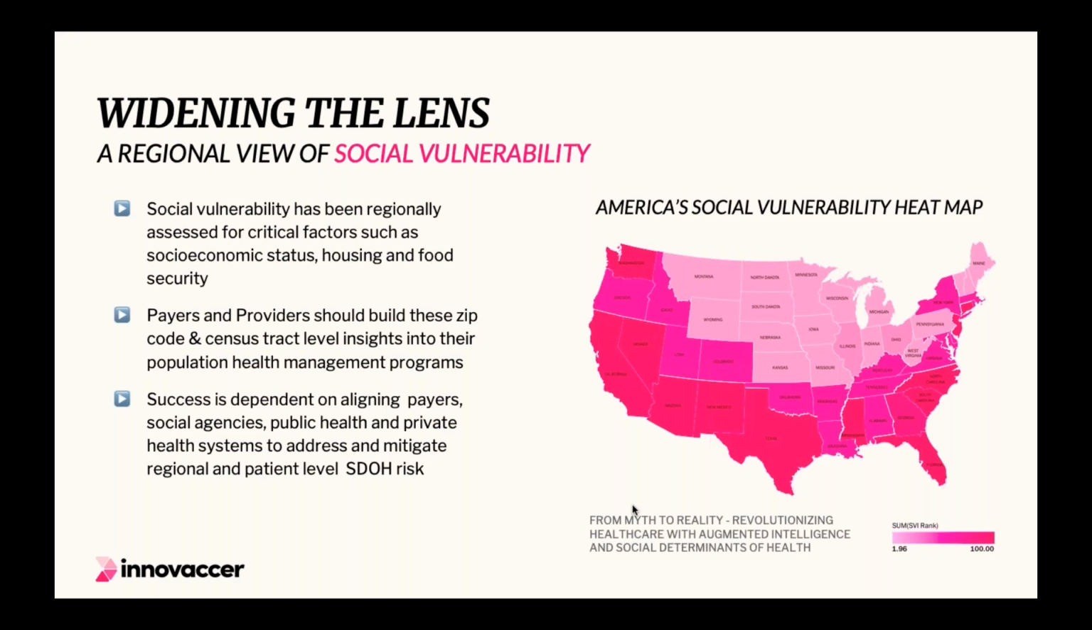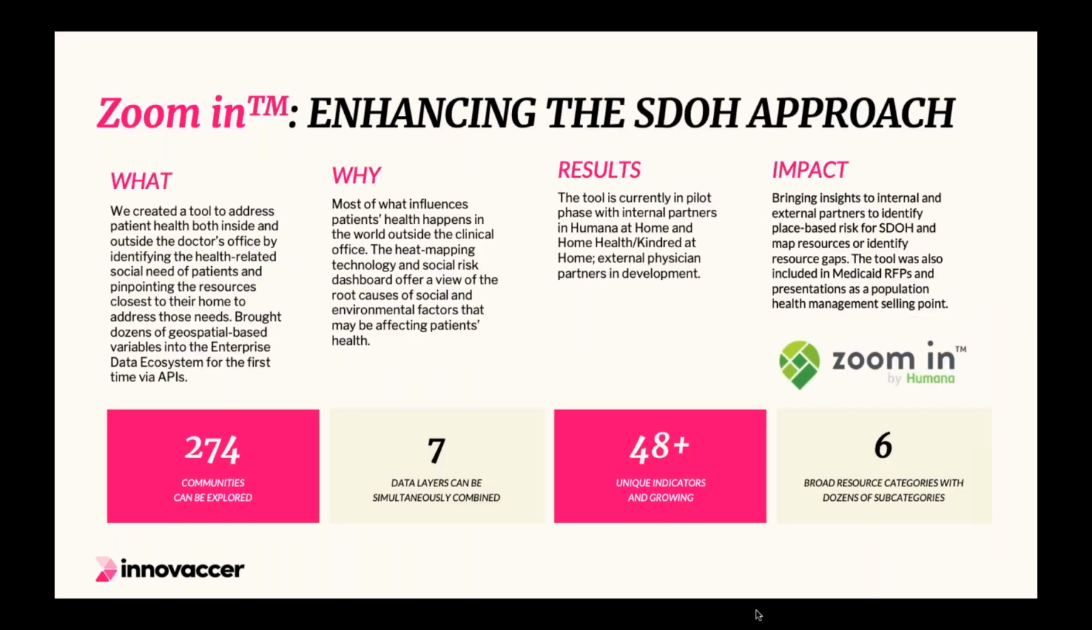So what we've done is we've developed a tool called Zoom In that takes over 100 different external publicly available sources, from census data to CDC 500 Cities data to Robert Wood Johnson, and puts it into a social determinant heat mapping data visualization tool. With that, we can plug in an address and map different social risks and understand exactly what's happening around a clinic or around a patient, and figure out how to intervene.